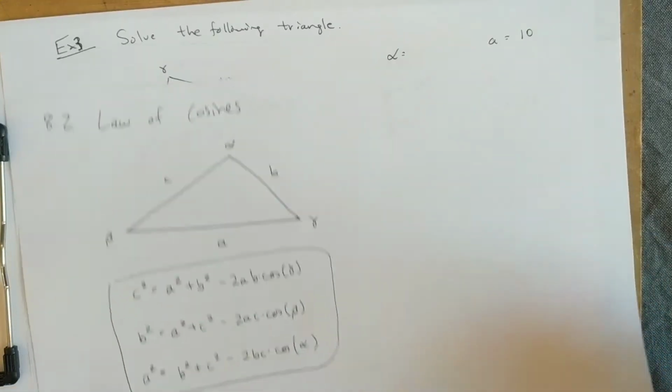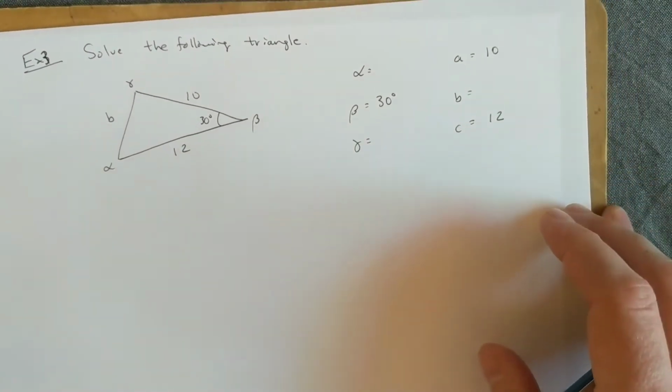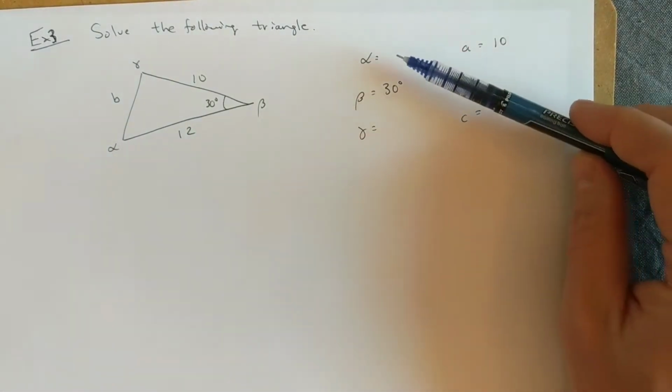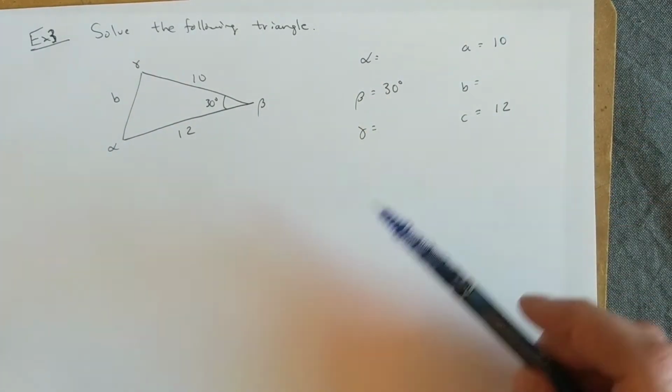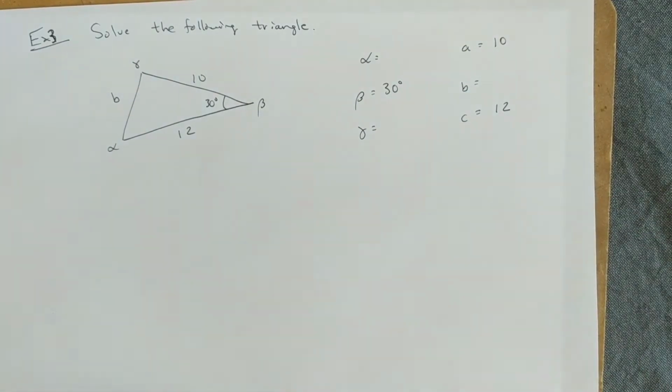So let's use this to do example 3 and solve the following triangle. We're still trying to do the same kind of thing. We're trying to fill in the missing values. But in this case, we're missing 2 angles and one side. So remember, we can't use the Pythagorean theorem. This isn't necessarily a right triangle.